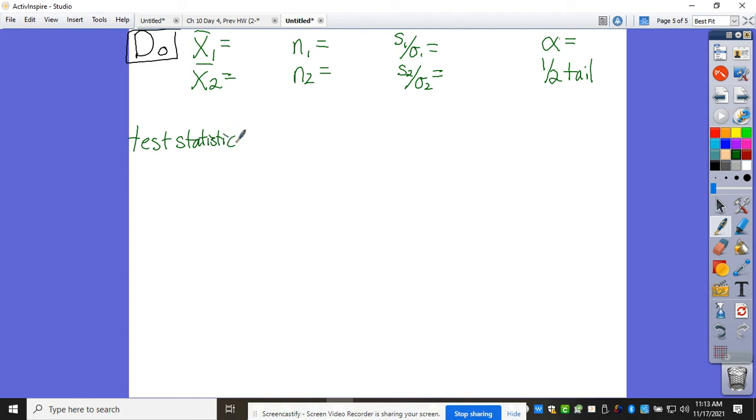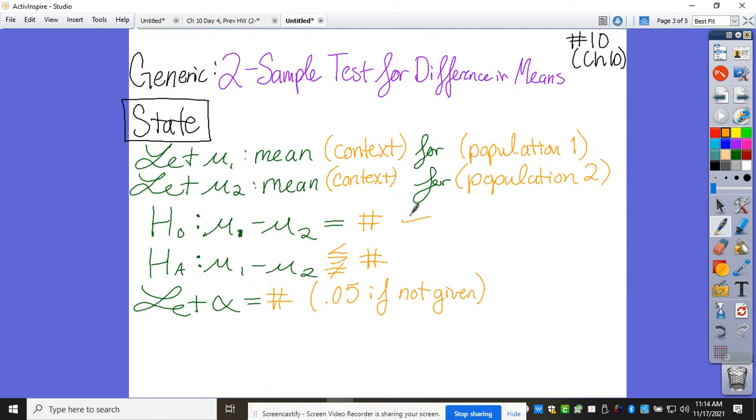So our test statistic equation, I'm going to write the first one, the one we typically see. So what goes in the numerator? X bar 1 minus X bar 2, and then technically it's what? Plus, but what is that number usually? And I didn't write that here. I don't care if you do or don't, but that is usually 0.